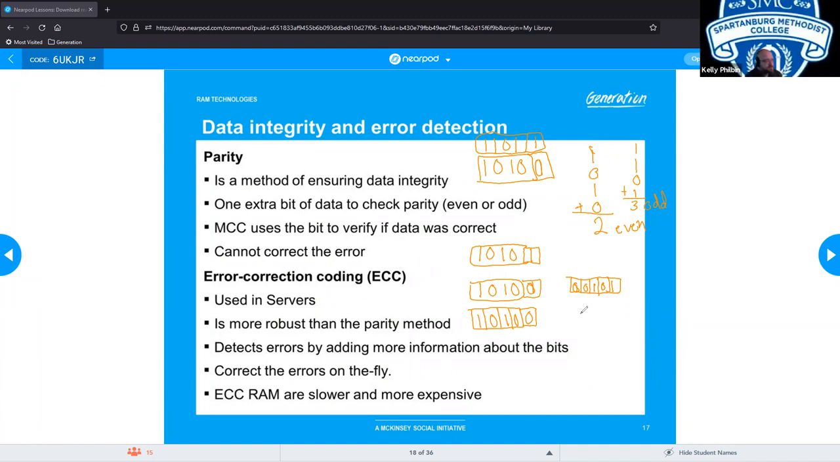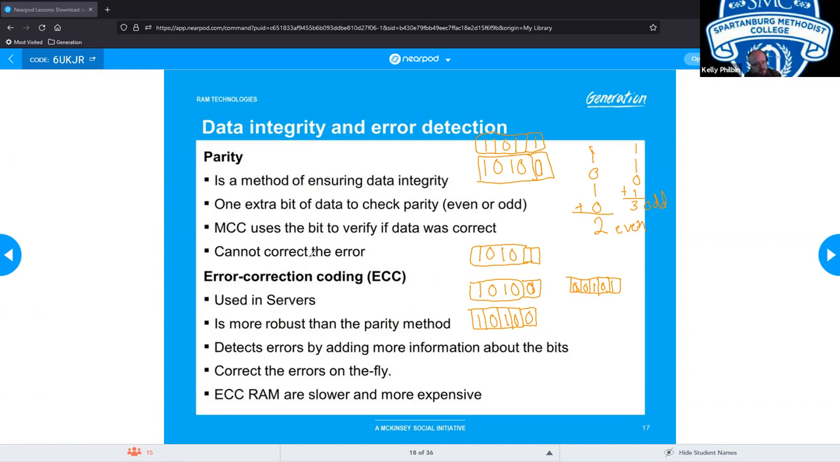Now, bear in mind, please, that ECC can only correct an error in a single bit. That is the extent where it can make repairs, a single bit. If a single bit gets dropped, it can fix it on the fly. If it's more than that, it's beyond its capabilities. But this is just a way to correct errors on the fly in servers.